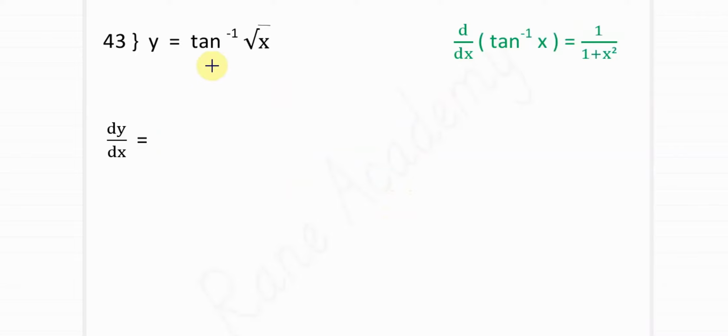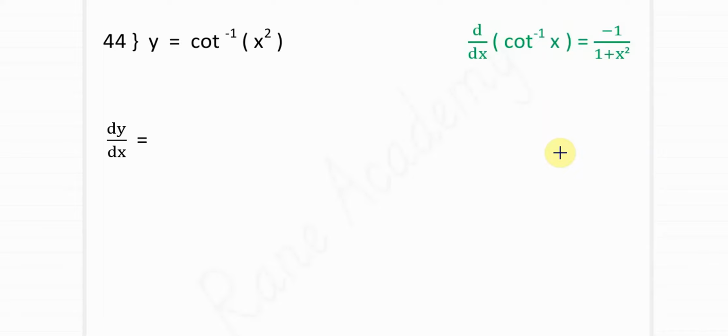Question number 43. Y is equal to tan inverse root x. So derivative of tan inverse x is 1 upon 1 plus x square. So here instead of x we have root x. So we need to differentiate root x. So derivative of root x is 1 upon 2 root x. Okay. And here instead of x what do we have? Root x. So root x whole square is x. So we get the answer as 1 plus x.